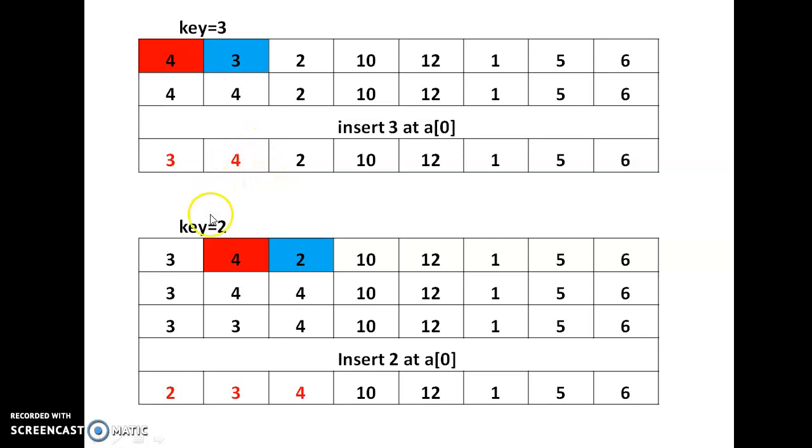Now in the second pass we take A of 2. A of 2 is compared with 4 initially. Because 2 is less than 4, 4 is pushed down by one position. Next we compare with 3. 3 is greater, so we push 3 down by one position. That means this is the position where 3 came. Now we have reached the final position, so 2 is placed at A of 0.